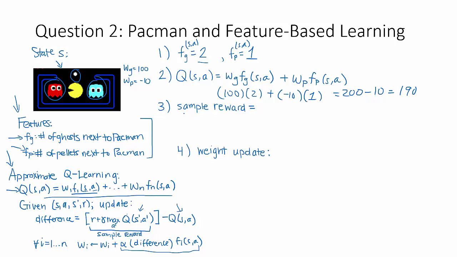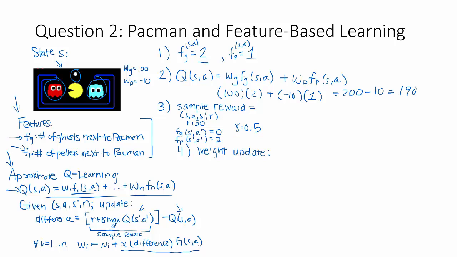For the third question, we received a transition (s, a, s', r). And we know that the reward we got for this transition is 50. We also know the feature values at the landing state. So the feature value for the ghost of the landing state, and let's attach some action here. Remember, it doesn't really matter what the action is because the features only depend on the state. The feature for the ghost is going to be 0. The feature for the pellets is going to be 2. And we know that the discount factor is 0.5.